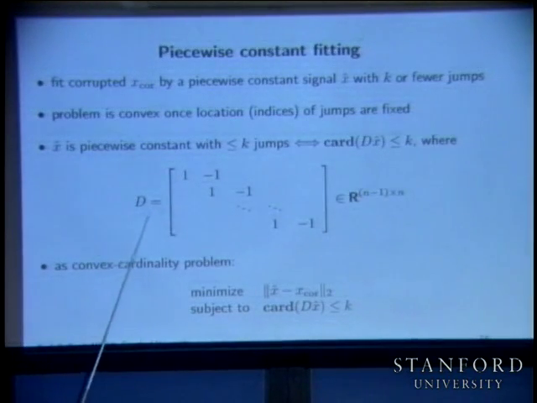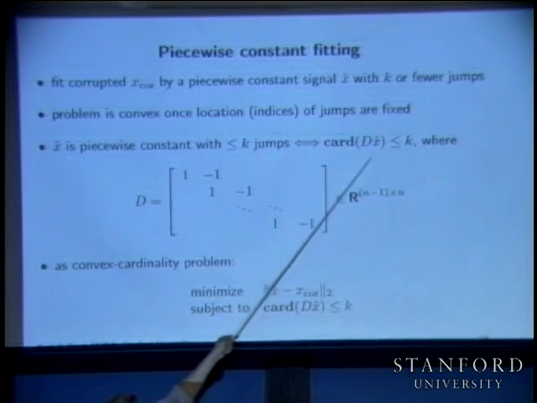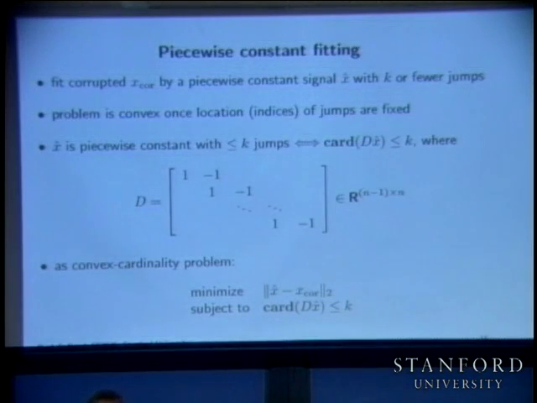All you have to do now is this. You form a difference matrix, and dx hat is the difference vector, and the cardinality of that is the number of jumps. So if that's n minus 1, it means that at every step x hat changes. If it's 0, it means that x hat is constant, it's flat. Okay, so your problem might be this. Get as close as you can to the corrupted signal with a piecewise constant signal that has k jumps. By the way, some of these you could actually solve. This one you could probably actually solve. That one's probably not hard.